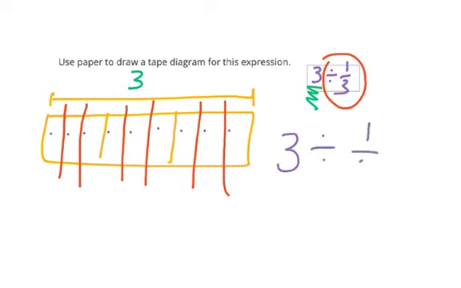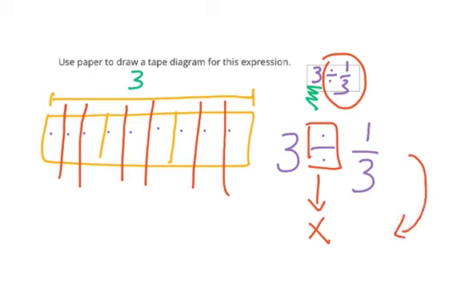Remember, I multiply here by the reciprocal. So 1/3 turns into 3/1. 3 times 3/1 is 9. Okay, next question.